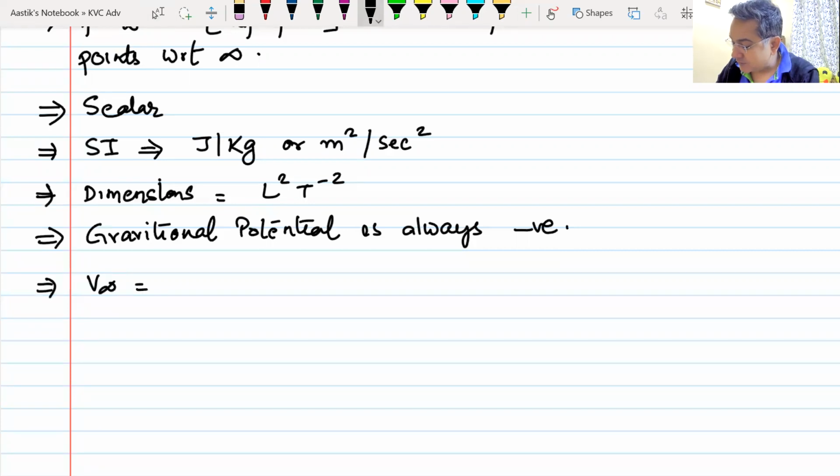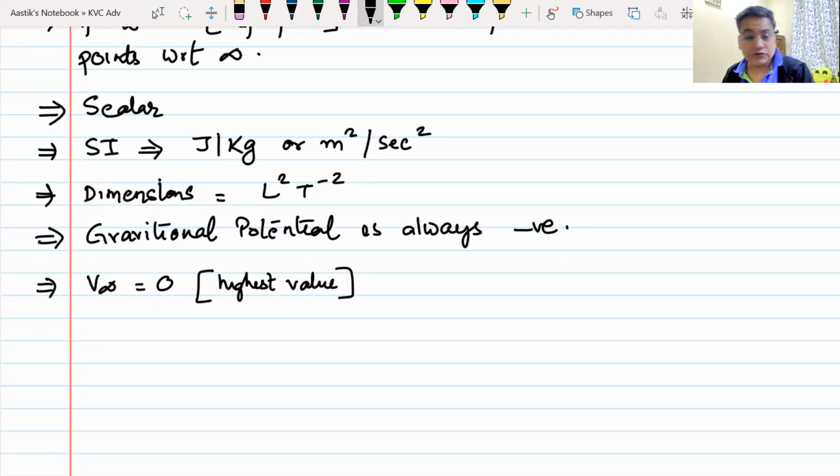Gravitational potential at infinity is taken as zero. This is the highest value of gravitational potential because we are talking in negative sense. So zero is the maximum possible value of gravitational potential. Do we understand this? Yes, sir. Okay. Have you noted it down? Done, sir.